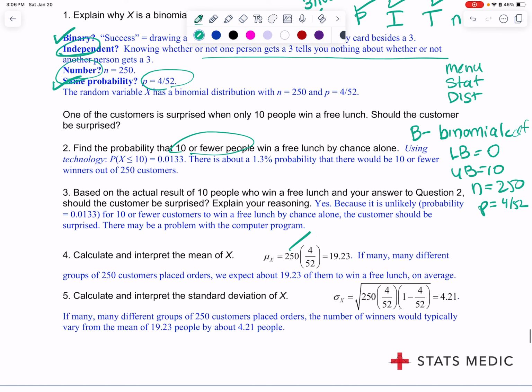The mean is just my n times my p. And my standard deviation is the square root of my n, my p, and my 1 minus p. And then, of course, you describe it as the average number of people that will win, and the standard deviation as varying by about 4.2 people.